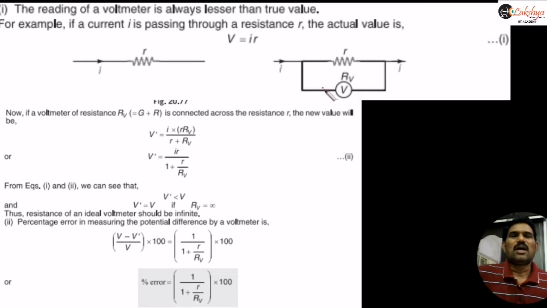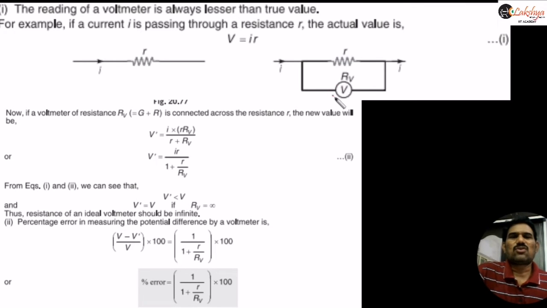Here again they are writing it as G by R, so don't note that G by R itself. We will discuss how it is G by R later, in the conversions. Just let us take it as some resistance RV. And so now it is connected across this value here. Now these two are in parallel, we can say.